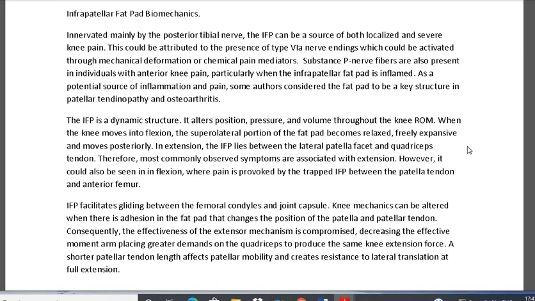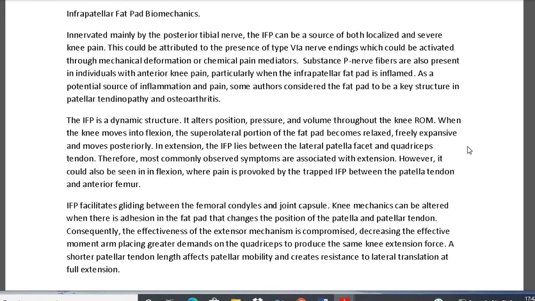So what I was discussing is the biomechanics. It is innervated by the posterior tibial nerve, and it can be a source of localized and severe knee pain, attributed to the presence of type 6A nerve endings, which could be activated through mechanical deformations or chemical pain mediators. Substance P nerve fibers are also present in individuals with anterior knee pain, particularly when the infrapatellar fat pad is inflamed. It is a dynamic structure, as I was saying: it alters the position, pressure, and volume throughout the knee range of motion. So when the knee moves into flexion, the superolateral portion of the fat pad becomes relaxed, freely expansive, and moves posteriorly.